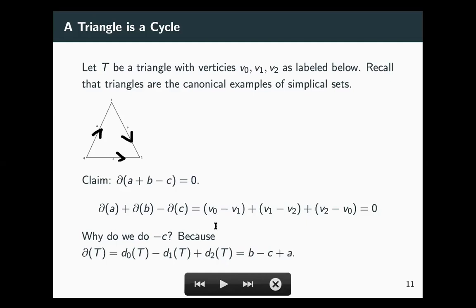Why do we subtract C? Well, if I pretend this triangle was filled in and call it T, and I just do the computation as I defined it earlier, I take the alternating sum of the face maps, then I end up getting B minus C plus A, right? Because I start with 0, I ignore 0 and take this side. I start with 1, I ignore 1 and take this side. I start with 2, I ignore 2 and take this side. So that'll give you B minus C plus A, which of course is the same element as A plus B minus C, just reorder them.